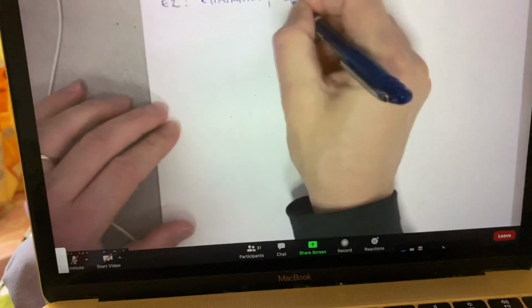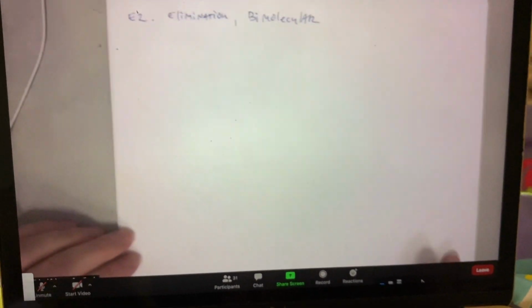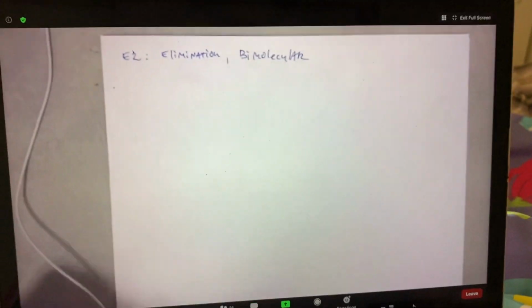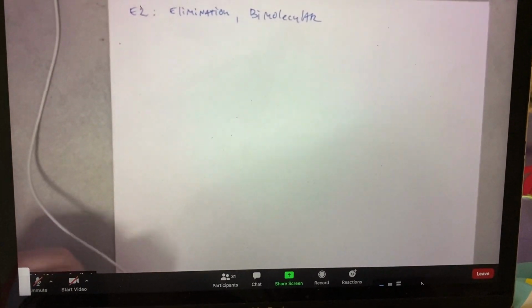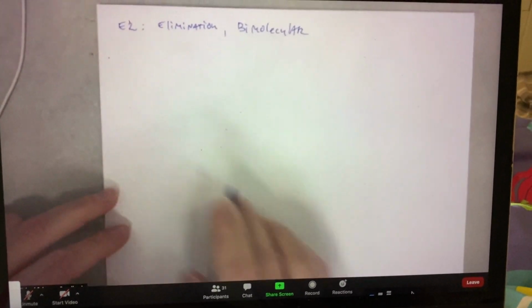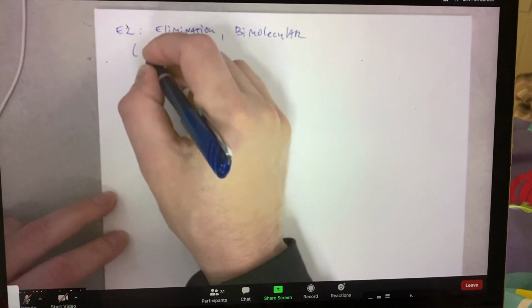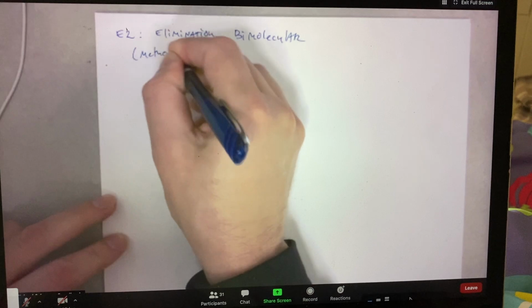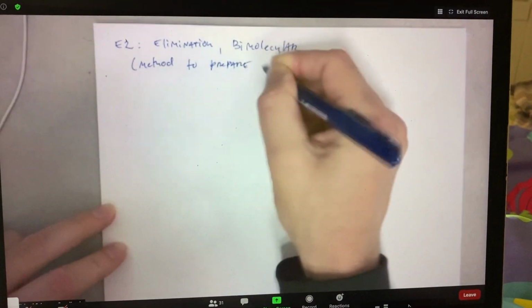And it's going to be a bimolecular reaction, as the 2 entails. Just like SN2 is a bimolecular reaction, E2 is going to be a bimolecular reaction. And another way to think about this elimination reaction, this E2, we could think of it as a method to prepare alkenes.